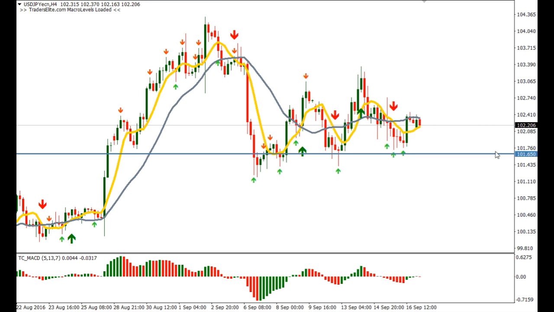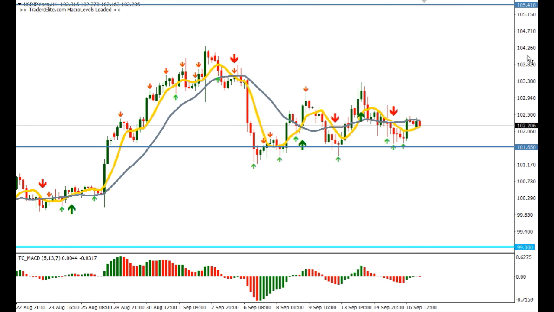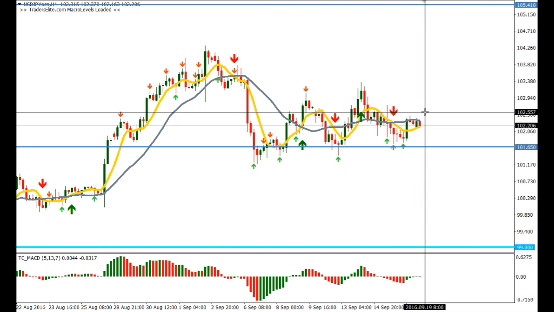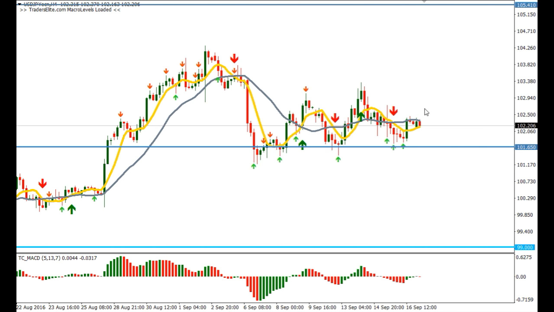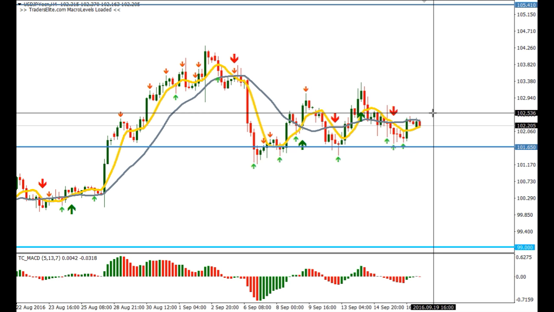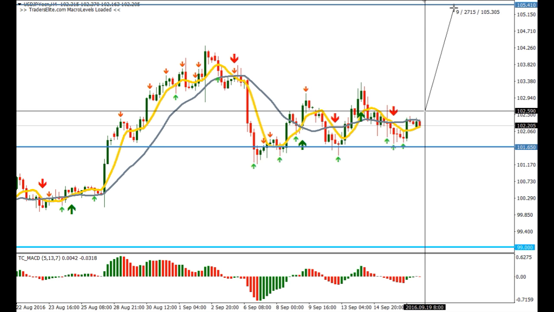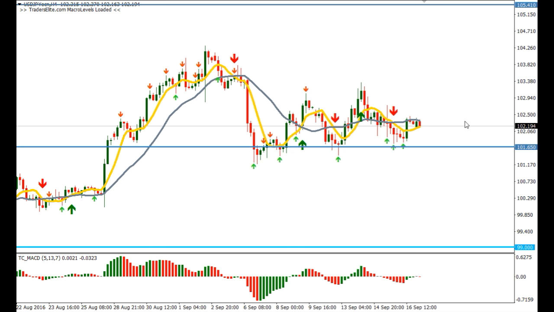Or if it comes down to the 101.65 and we see a nice price flip to the upside as we saw over here, then we could see again a movement up towards 105.41. And let's say, just hypothetically, if it came in around here, we see a nice moving average crossover around here. There's some great pips in it. So we're looking at around 275 pips and a stop of around 40, 50 pips, thereabouts.